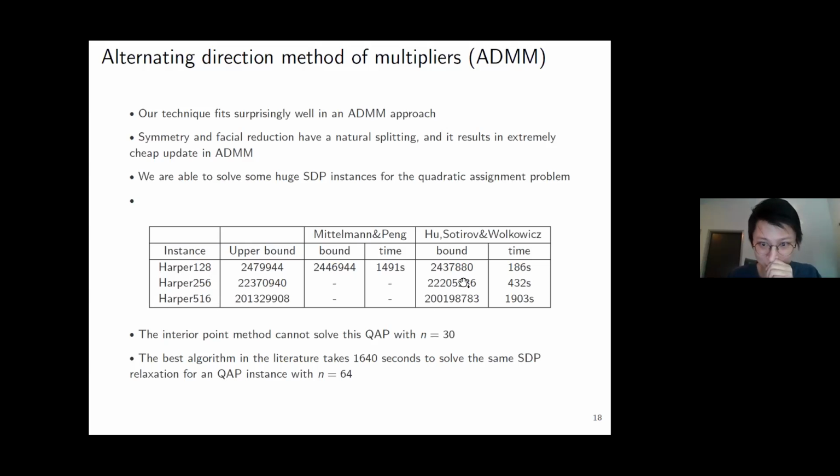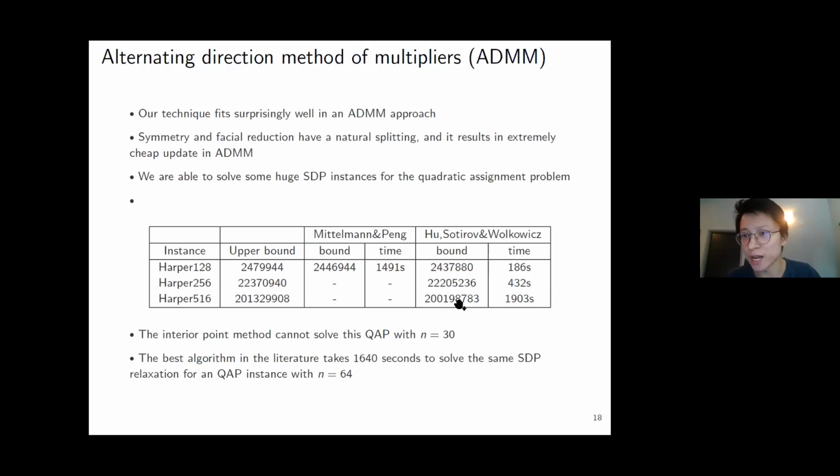So as a comparison, for example, the best results for those instances, the Harper instances, are coming from this paper by Mittelmann and Pong. You see that it takes them quite a while to solve this instance of size 128. We are 10 times faster than their running time, and we can go even higher.